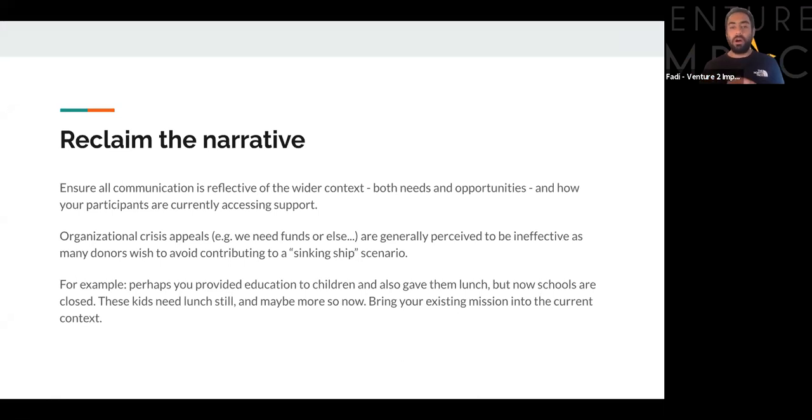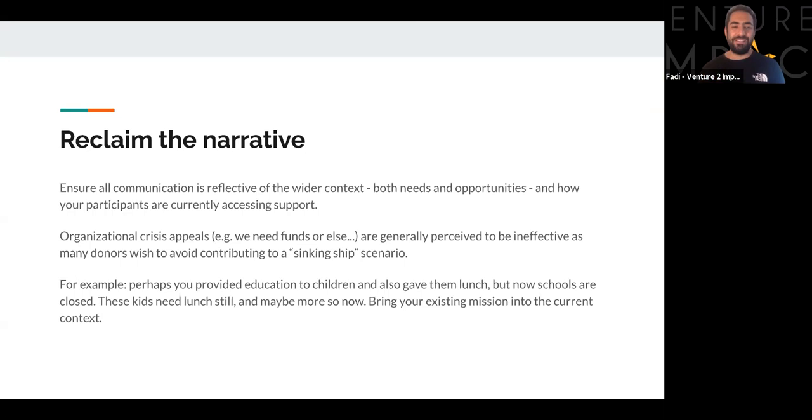So ensure that all communication is reflective of the wider context of both the needs and the opportunities. What are the needs on the ground with the beneficiaries that you're supporting? How are your beneficiaries or participants currently accessing support to the programs that you're delivering? But then also talk about the opportunities. What are the opportunities for engagement right now? How can your donors, your volunteers, your partners, your stakeholders be involved? What's that opportunity for them?